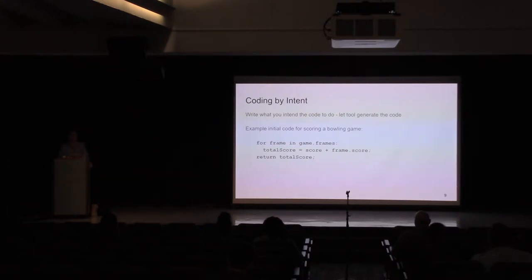Here's a slightly more complicated example of coding by intent. Let's say that I am coding for scoring a bowling game. I could create a games class and then create frames within that and make sure I've got all my getters and setters and everything like that. But instead, I think about the core logic. I want to say, okay, for every frame in a game, I want to add up the score of all the different frames to get the total score.